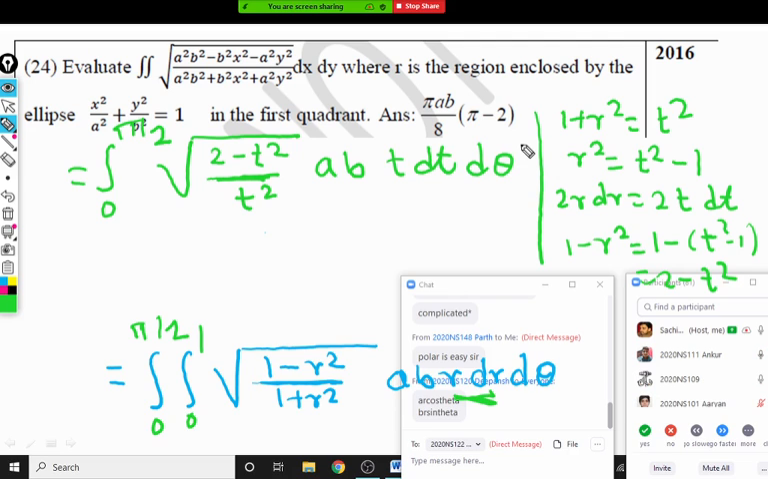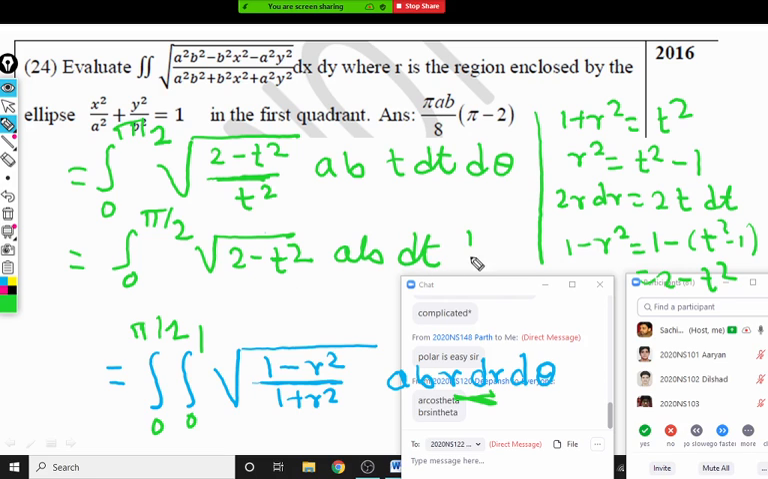Sir, t will be further cancelled out easily. It will be root of 2 minus t square, and the denominator t square will be cancelled with the numerator t. So it is 0 to pi by 2 root of 2 minus t square dt d theta. Okay, the inner limits, I missed that actually.